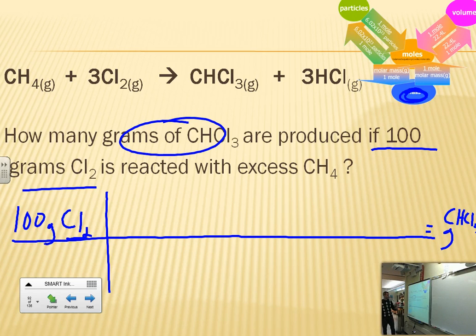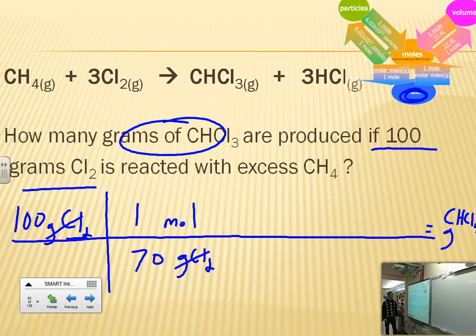So step one, as usual, is change the given into moles if it's not. So let's go ahead and do that. I know grams has to go on the bottom and moles on top. Now, how many grams per mole? Well, chlorine, if you look on the periodic table, has a molar mass of 35 grams per mole. But again, there is 2 of them, so that would, of course, be 70. So I'm going to go ahead and plug that in right now.